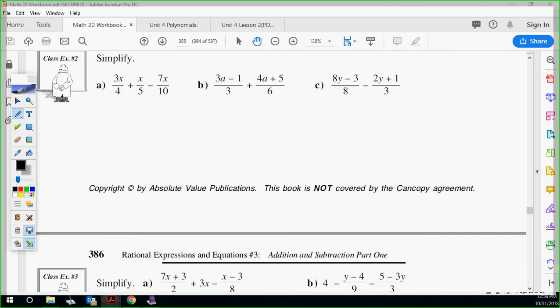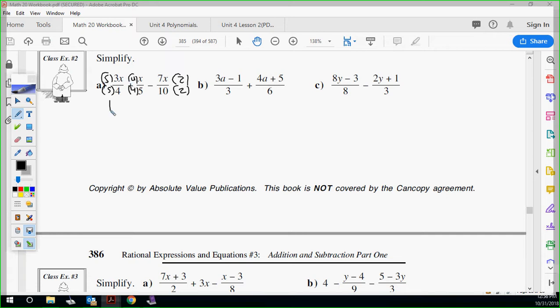So in terms of these ones, we are simply doing the same math we just did, but we have variables in the numerator, and that's not a big deal. We're just going to combine like terms. So for this one, hopefully you understand that 4, 5, and 10 all go to 20. So I'm going to go times 2, times 5, times 4. So I have 20 for my denominator.